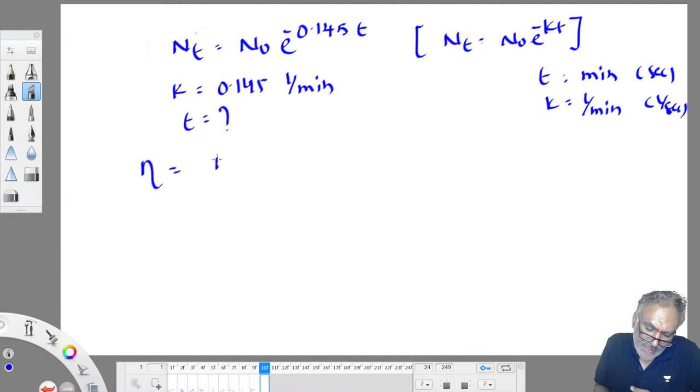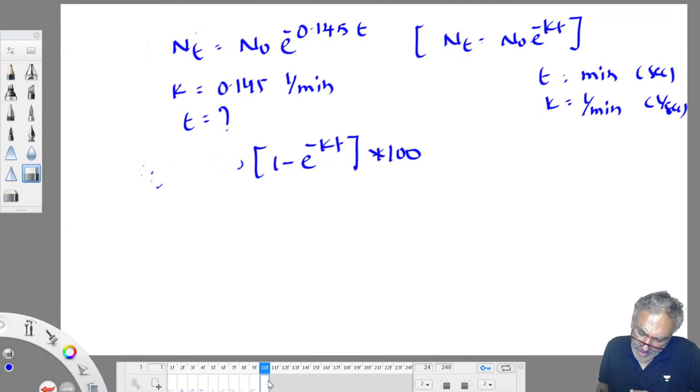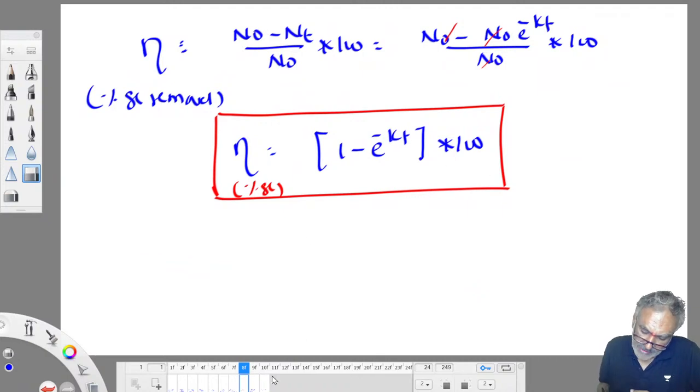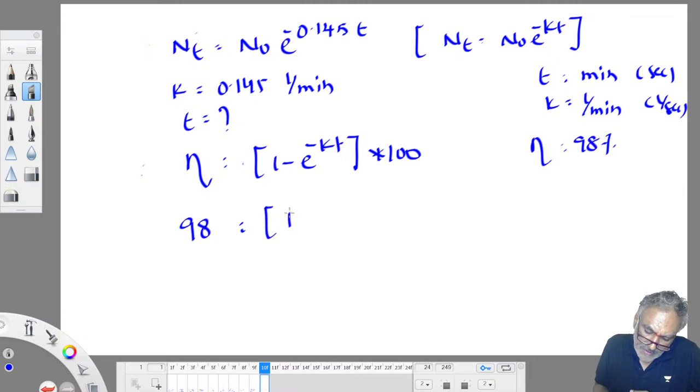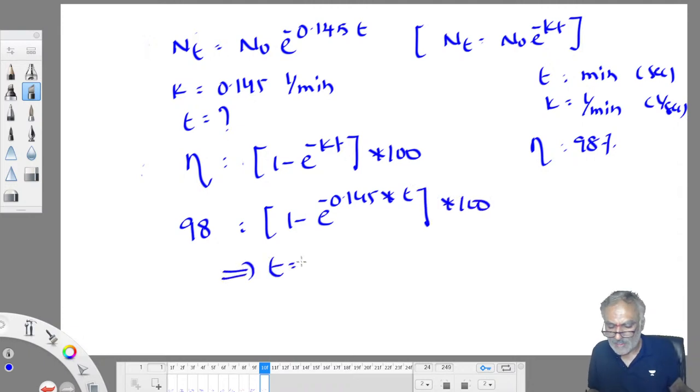What is efficiency? Efficiency is equal to N naught into 1 minus e power minus kt into 100. N naught removed. We already got this equation, isn't it? 1 minus e power minus kt into 100. Efficiency is given as 98%, so 1 minus e power minus 0.145 into t into 100. From this you can find out how much time it will take to destroy 98% of organisms.